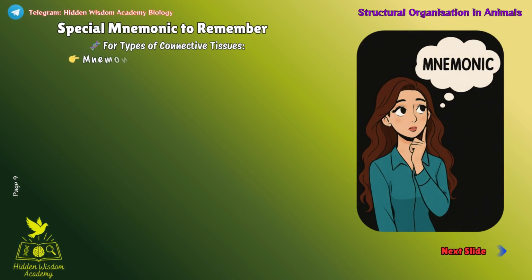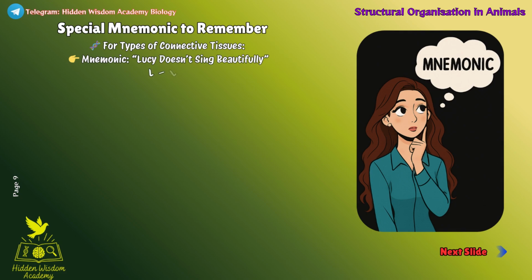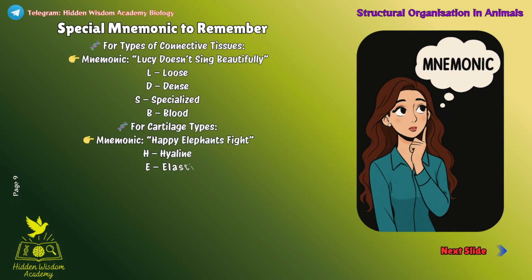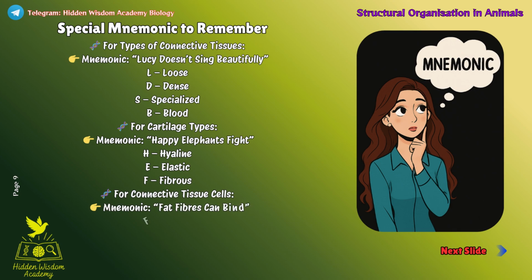To remember easily, here are the mnemonics. Lucy doesn't sing beautifully for the three types of connective tissue. Happy elephants fight for cartilage types. And fat fibers can bind for the main cell types. Keep these short tricks handy for your quick revision.